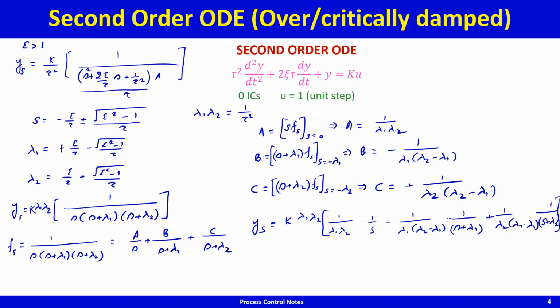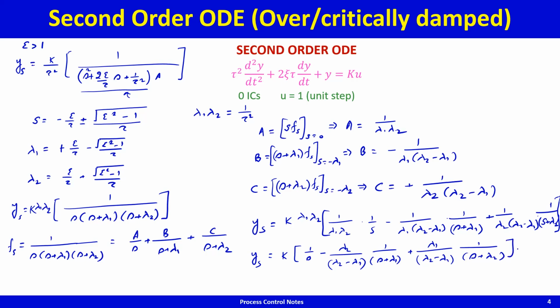Okay, and multiply by lambda 1, lambda 2, so you get y sub s is equal to k times [1 by s minus lambda 2 by lambda 2 minus lambda 1 times 1 over s plus lambda 1 plus lambda 1 over lambda 2 minus lambda 1 into 1 over s plus lambda 2].